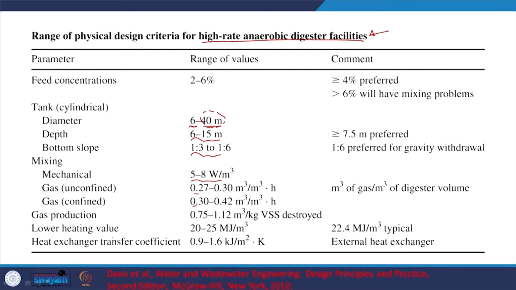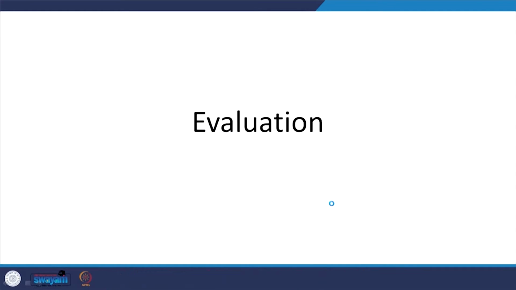So, sometimes you will have to heat it, but in India, because of the relatively warm ambient conditions, heating is not required. So, that is one aspect to keep in mind. And gas production, if you are concerned about how much gas you are going to produce, it is going to be 0.75 meter cube per 1 kg of the volatile suspended solids, right.